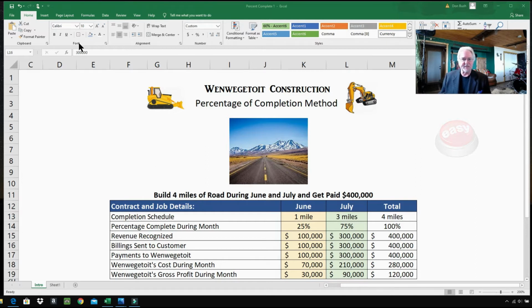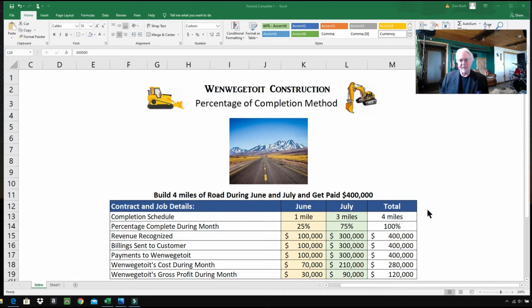It's real easy. So we've got a construction company called When We Get To It. They get their name because customers would ask, well, when are you going to come out and work on our building? And they would answer, when we get to it. So that's the name of the construction company. Their job here today is to build 4 miles of road during the months of June and July and get paid a grand total of $400,000.